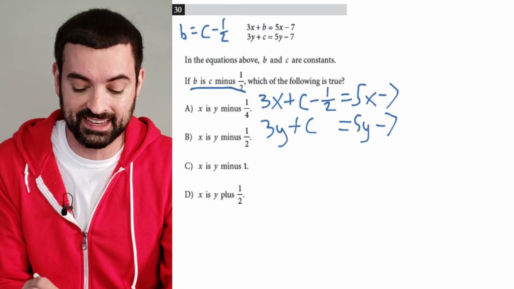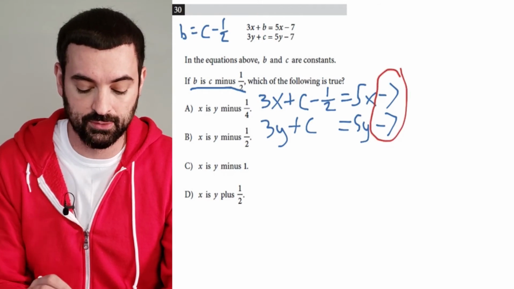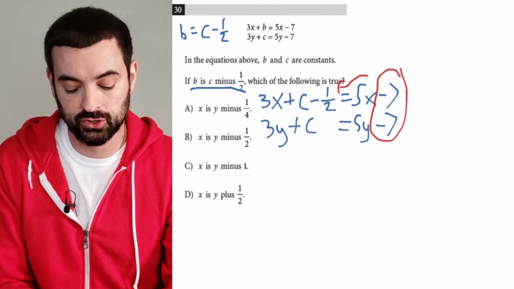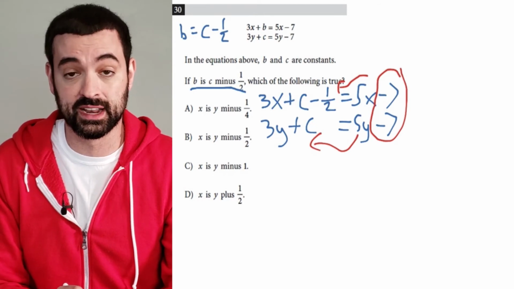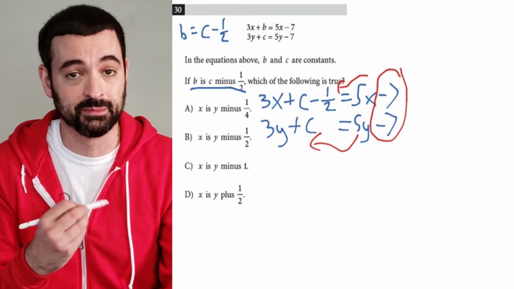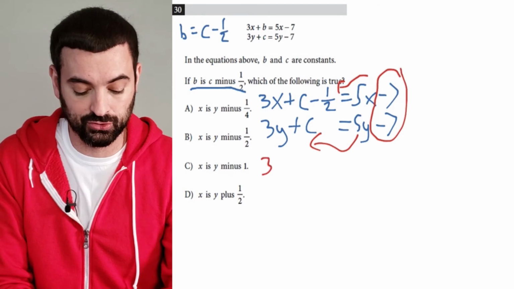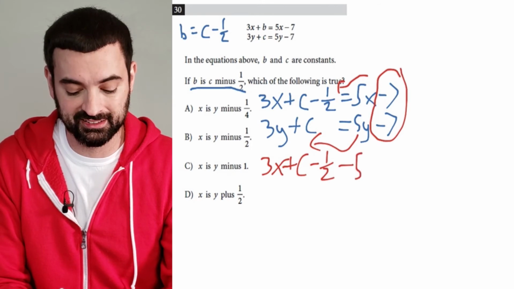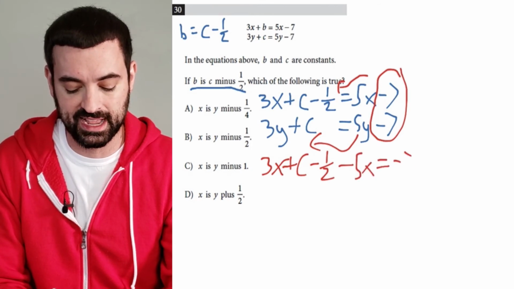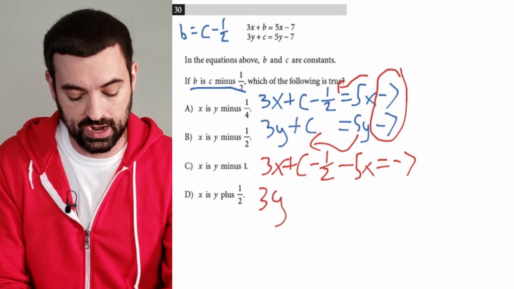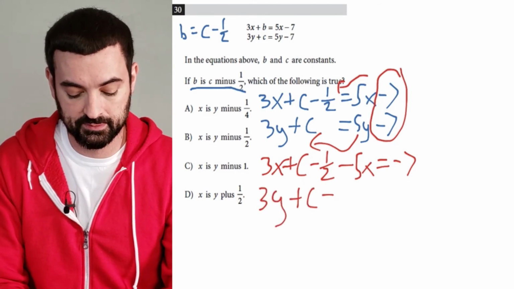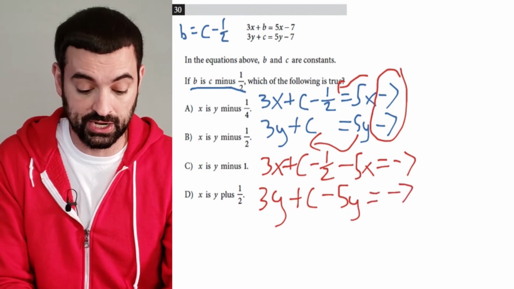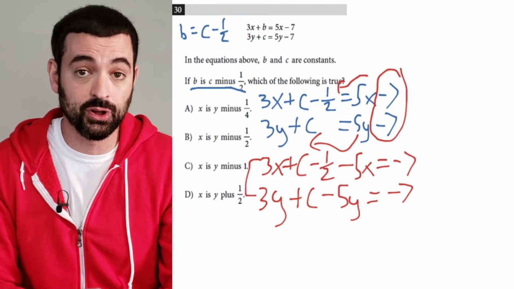I see that I've got these -7s, and what I think I'm going to do is move everything in both equations to the left so that everything is equal to -7 in both equations, and then set them equal to each other. So this is 3x plus c minus 1/2 minus 5x equals -7. 3y plus c minus 5y equals -7. Okay, so if each of these expressions is equal to -7, that means that they're also equal to each other.